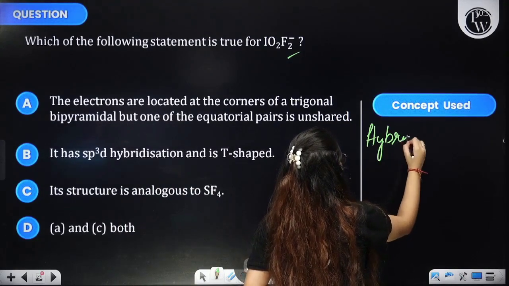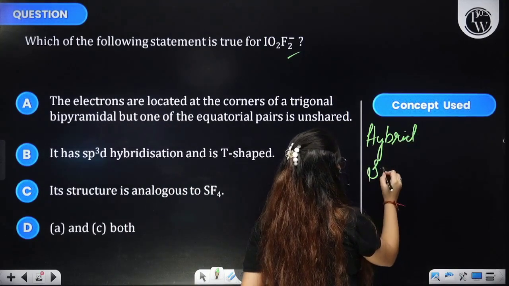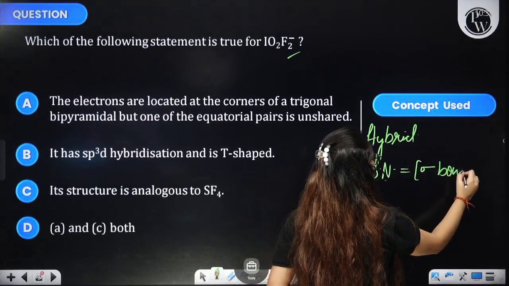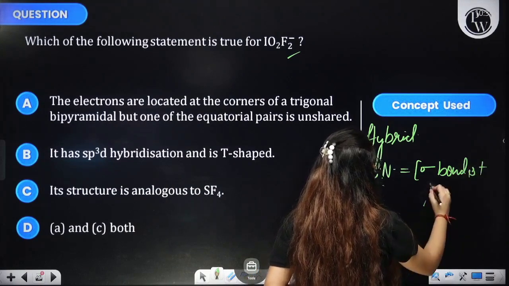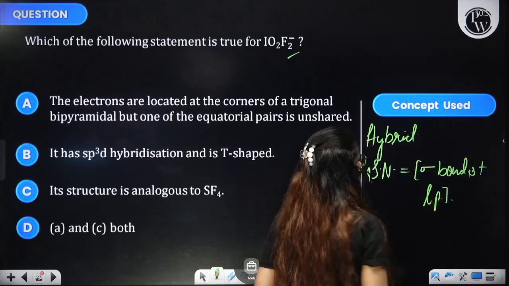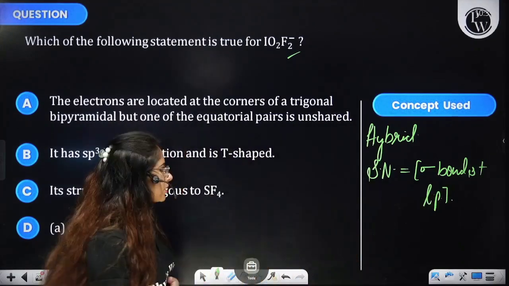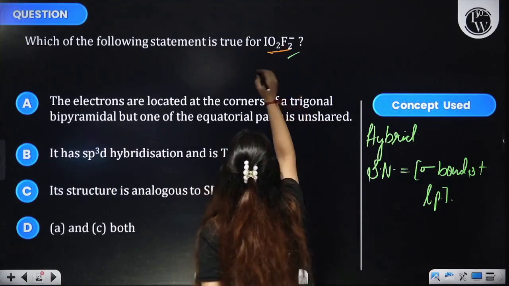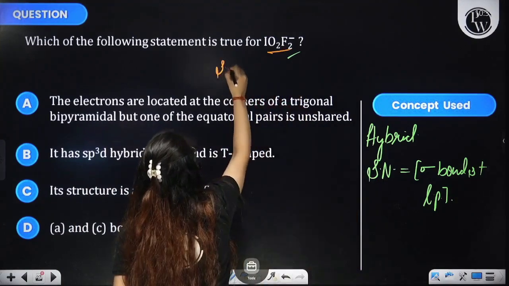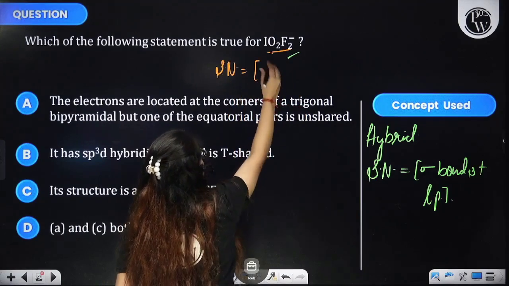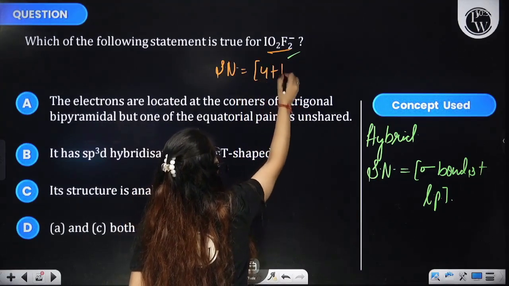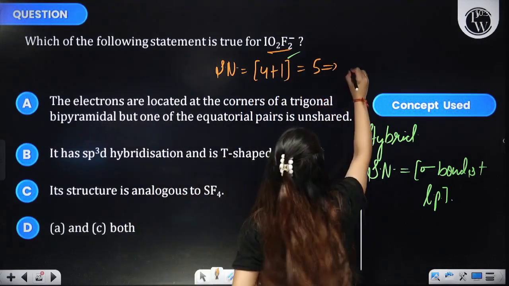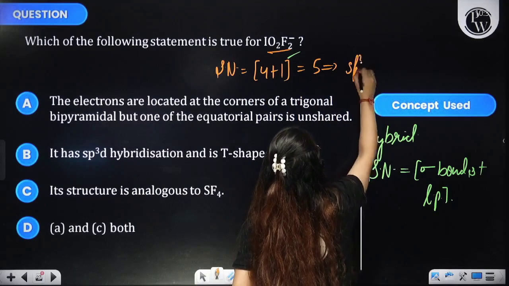And for hybridization, you have to calculate the steric number, which is equal to the number of sigma bonds plus lone pairs. So on the basis of this concept, let's do our question. So we have been provided with this ion, and for this we have to calculate the steric number first of all. Number of sigma bonds will be 4 and 1 lone pair. That is 5. So hybridization for 5 steric number is sp3d.